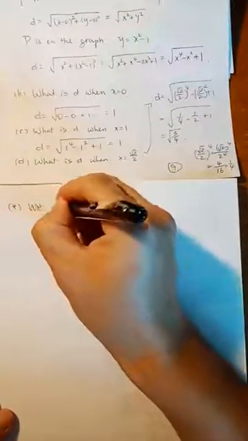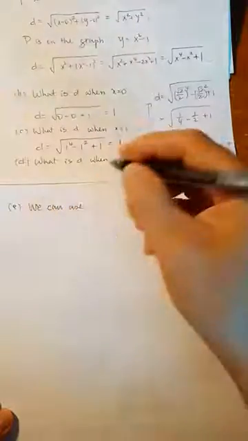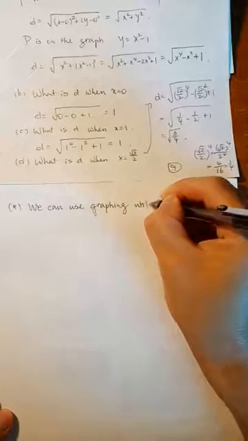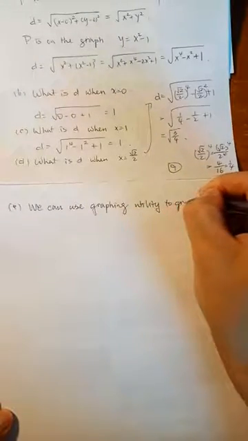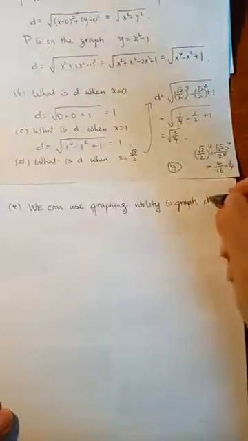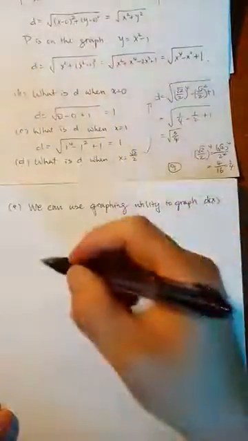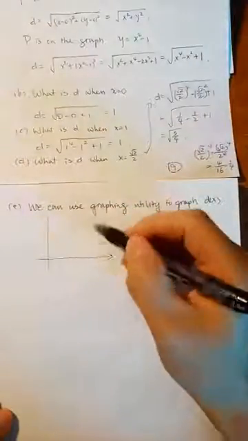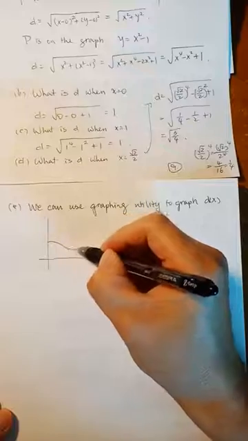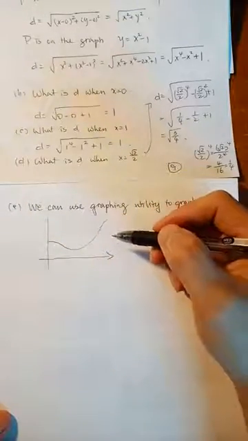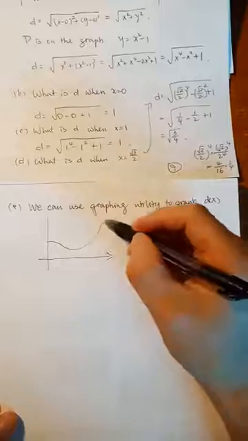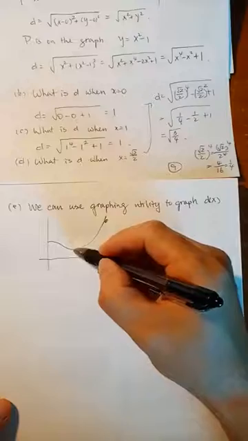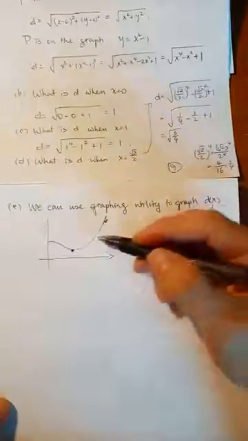CTE. We can use it, of course, you cannot use it during the exam, to graph this d of x, the distance function. If you graph it, it's possibly like this. So this function has this way, not that way. This function has a minimum value at a certain point.